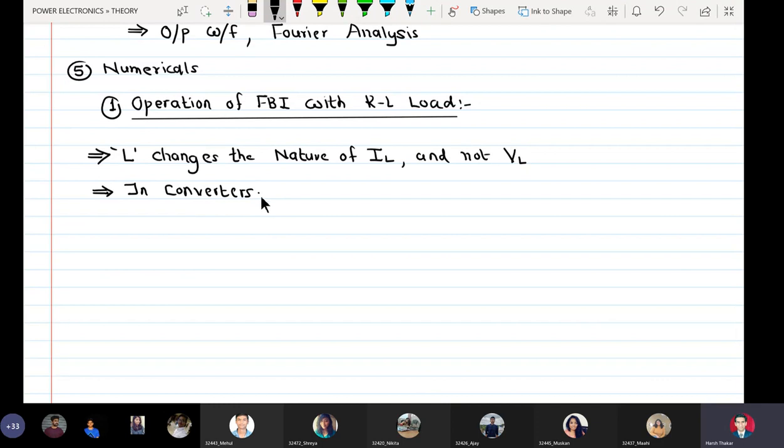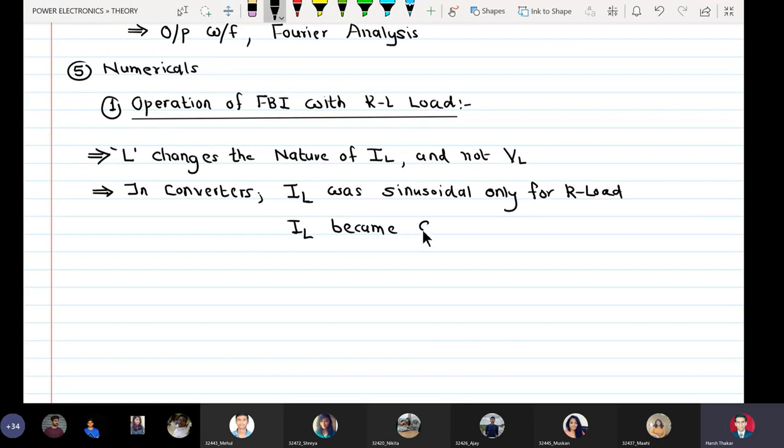In converters, IL was sinusoidal only for R load, but IL became charging and discharging for RL load.